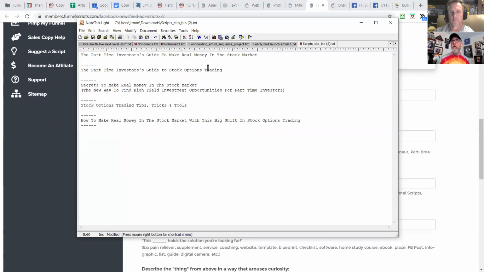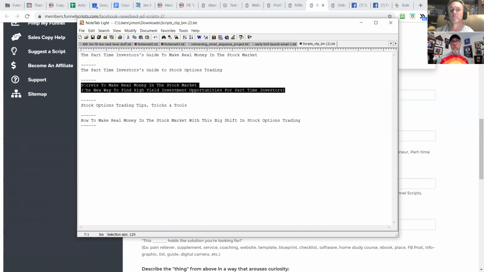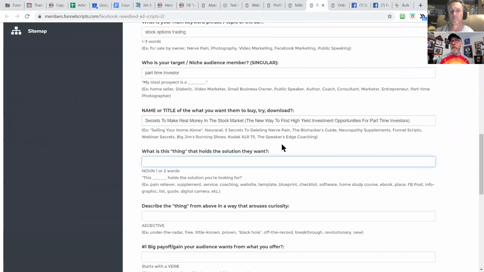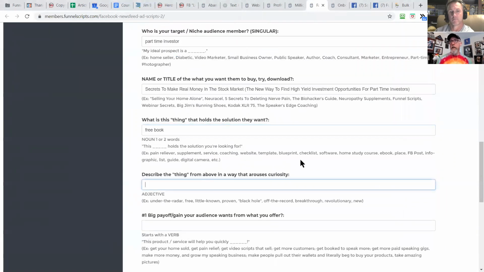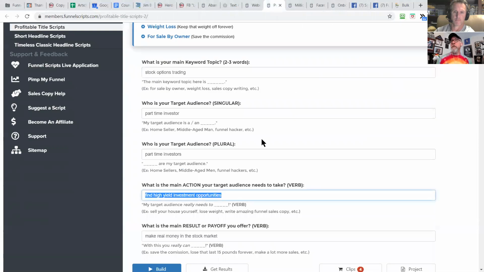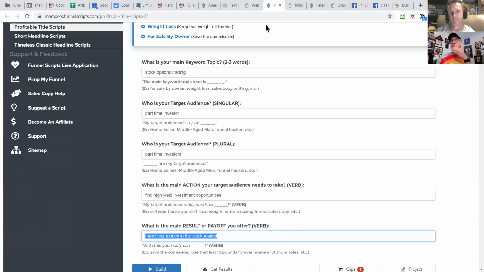I'm going to throw the whole thing in there, but we'll probably end up editing it. What's the thing that holds the free book? Yeah. Adjective, proven. Big payoff that they want. This product or service helps you quickly find, what did we say it was? Find high yield or make money in the stock market. That's ultimately the big payoff.